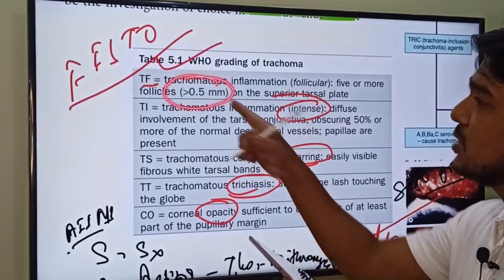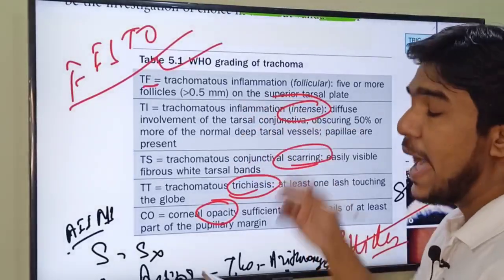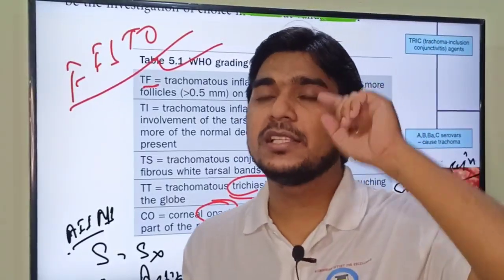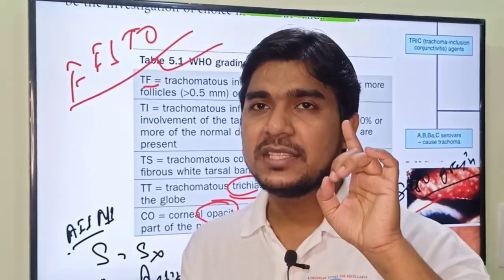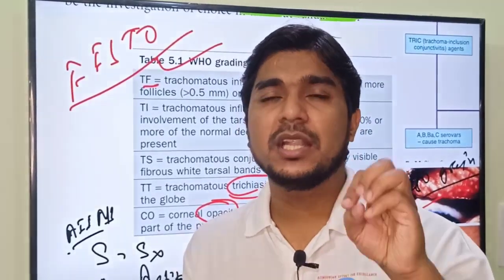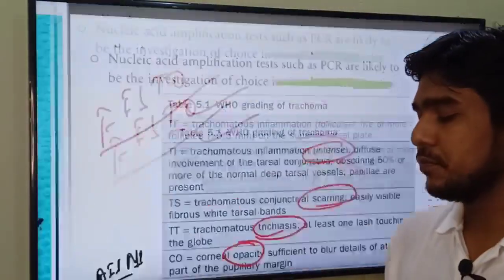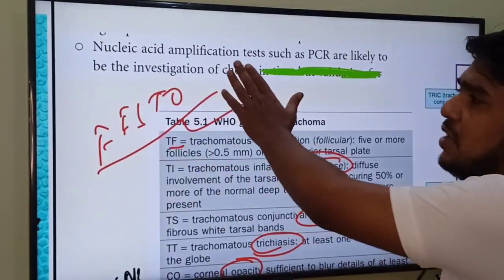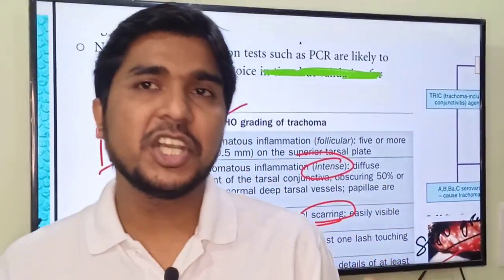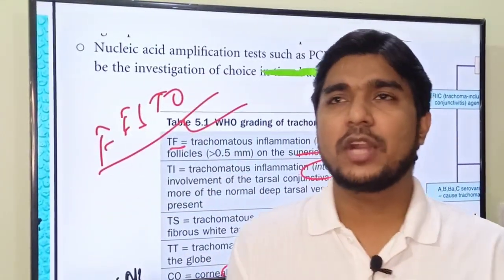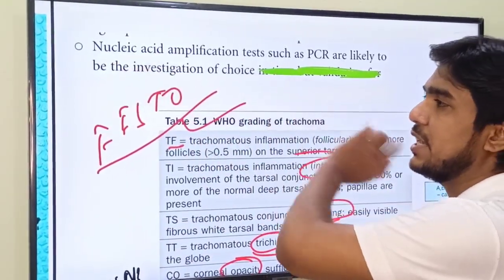When the size is more than 0.5 mm, and it is present in the superior tarsal conjunctiva. This is the follicular stage. Remember that this has come as an option in the AIIMS examination previously. So it's very important. Second thing, this line is very important. If somebody asks you what is the investigation of choice for trachoma, then you have to go for the PCR, nucleic acid amplification test.